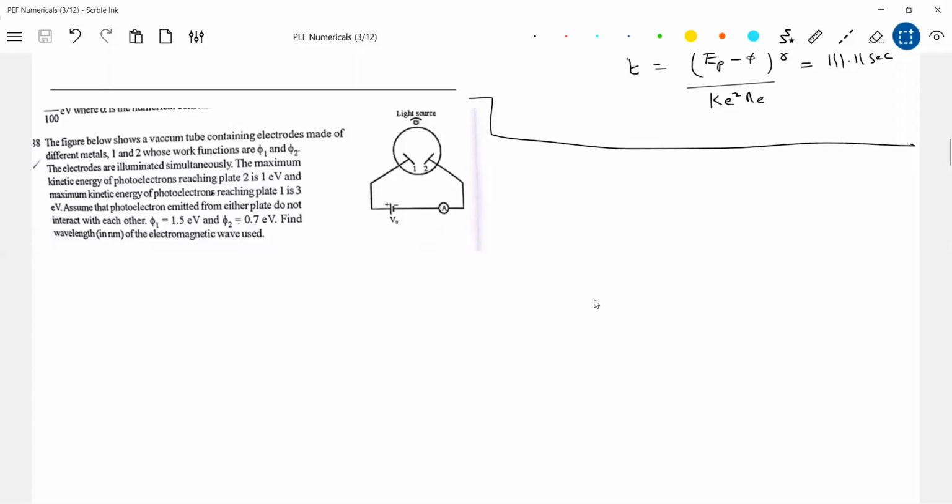What about here, sir? They'll be ejected normally. As they are ejected normally, they go like this. They will not reach here. So the setup, what happens? You can assume it.